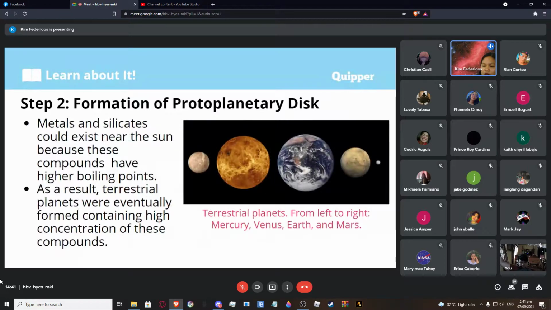Okay, the formation, the metals and silicate could exist near the sun. Dool sa sun because these compounds have higher boiling points. As a result, the terrestrial planets were eventually formed containing a high concentration of these compounds. So basically, kato mga terrestrial planet, mga inner planet, like the Mercury, Venus, Earth, and Mars, they were primarily made of silicate rocks and metals. Una ang composition nila.